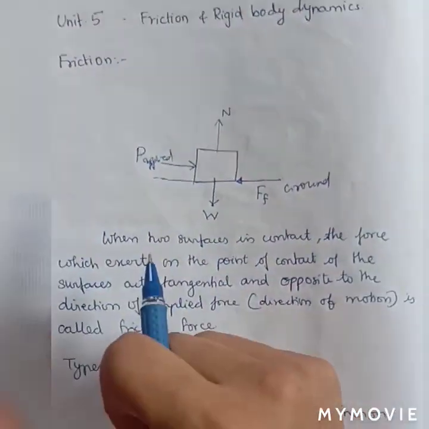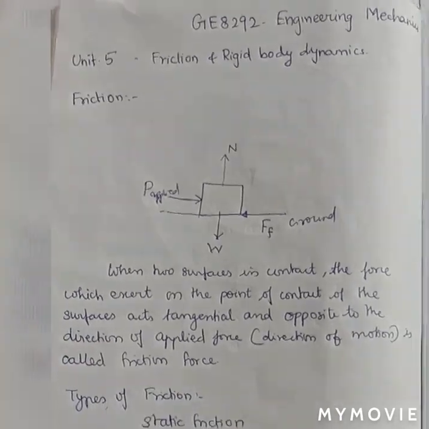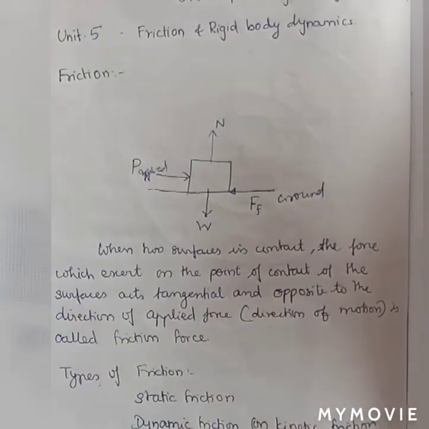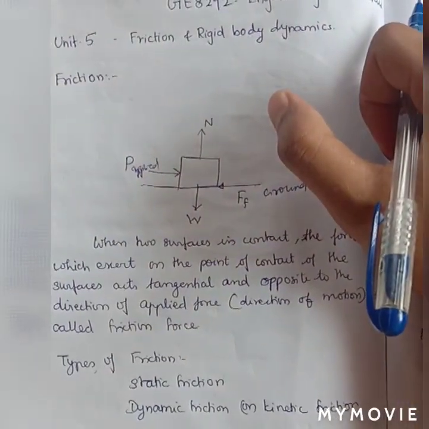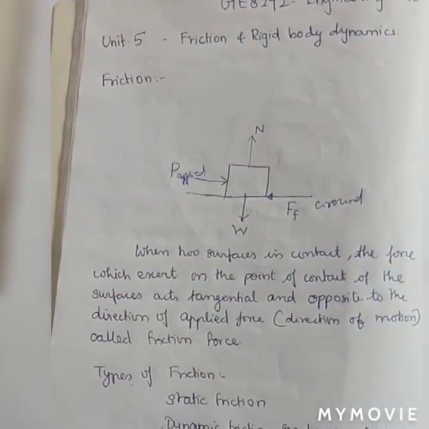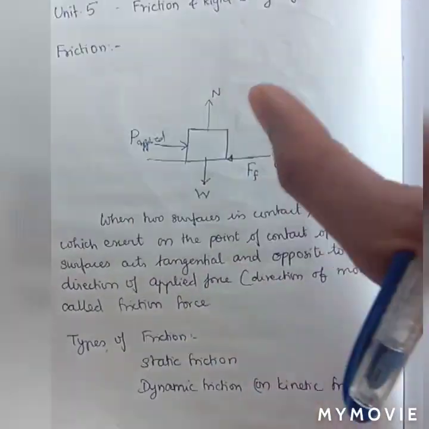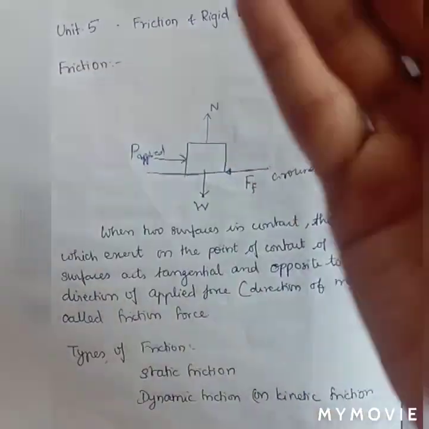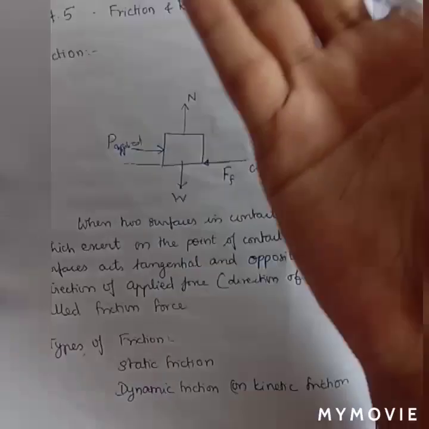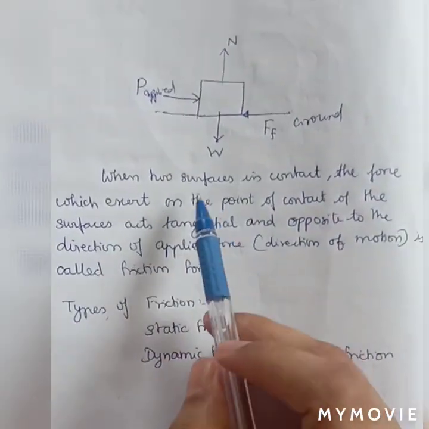What is the objective of this friction and what is the role of the friction force? It just resists the object from motion due to the applied force. When you apply the force, the object does not suddenly move and does not suddenly change its state of motion. It has some resistance with respect to the surface on which it is placed. That force is called a friction force. So here is the definition.